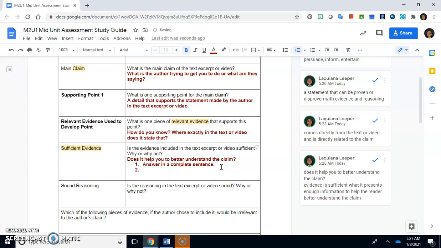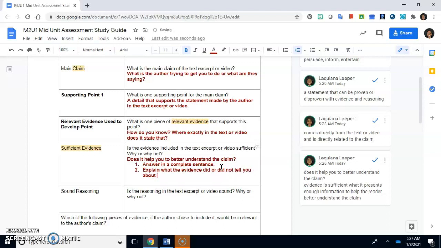So then the second thing that you will want to do is explain what the evidence did or did not tell you in relation to the claim. Once again, if we think about our section 7 lesson that we did, and it asked about the evidence being sufficient, right? The answer was there is not sufficient evidence in this text section for supporting point 1, as there is minimal specific evidence regarding how buying local supports the local economy. Michael Pollan would need to include more specific evidence about buying local and its impact on the economy, right? So that is okay, it is not sufficient.